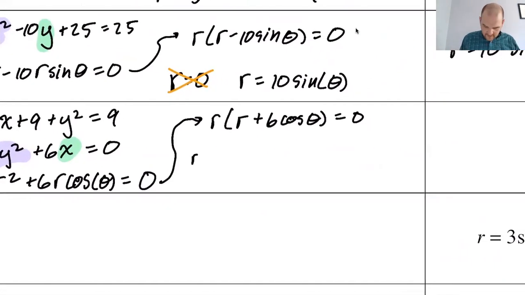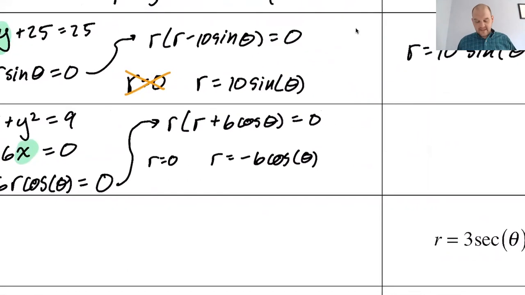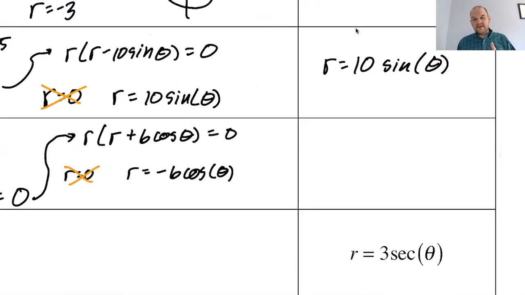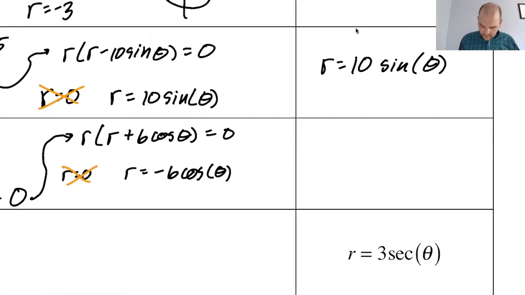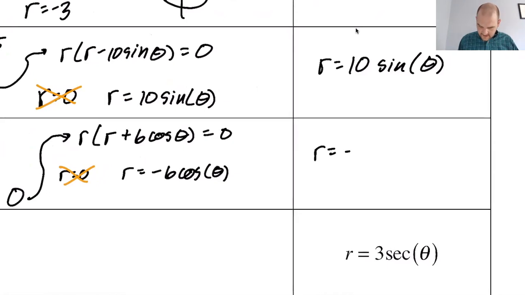Factor r plus 6 cosine. All right, so we get r equals 0, which we know is extraneous. We get r equals -6 cosine, which is actually what we guessed. And that's a good deal. So anytime you can find a pattern or think you find a pattern and then find another example, probably a good thing. So we get here -6 cosine of theta.